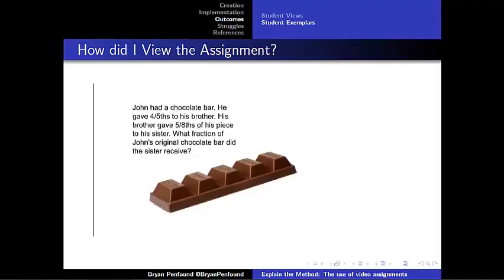John had a chocolate bar. He gave 4/5 to his brother. His brother gave 5/8 of his piece to his sister. What fraction of John's original chocolate bar did the sister receive? So here the student is going to show you how to solve this example using Cuisenaire rods.